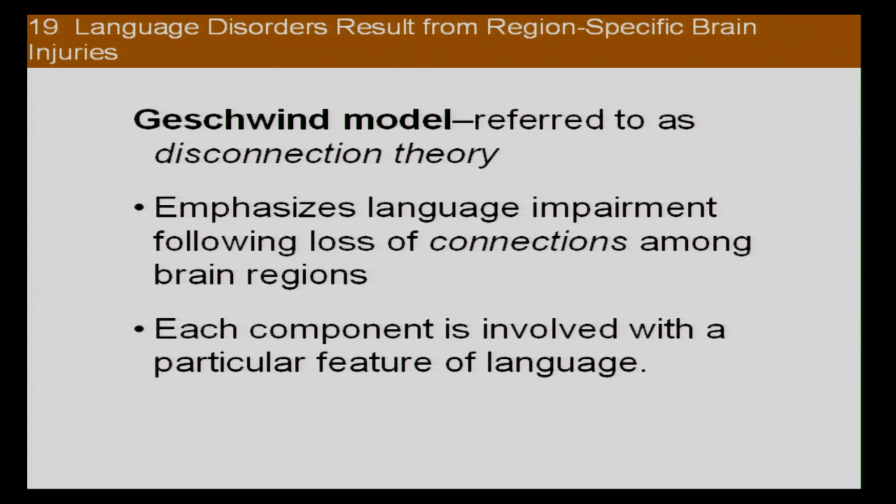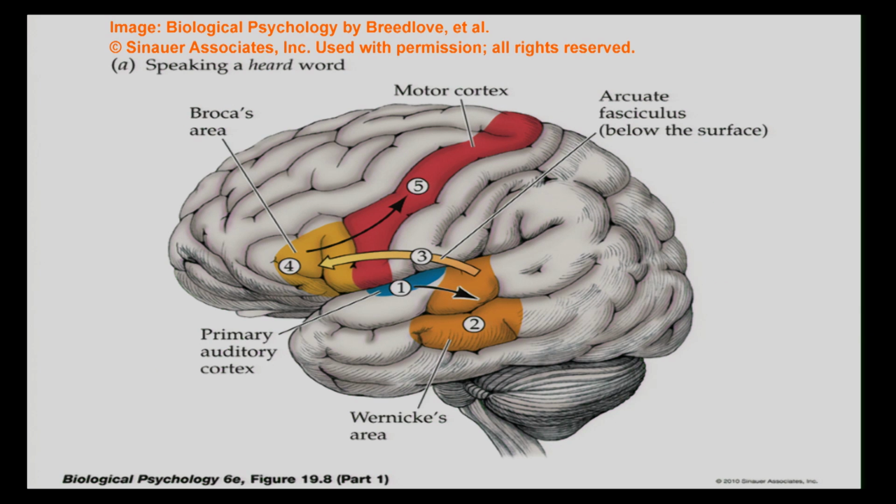So that's the first part, Wernicke. Geschwind was focused on the idea of a disconnection theory. This part of the model emphasizes language impairment following loss of connections among brain areas, and each component, like the first part that I talked about, is involved with a particular feature of language. So let's see exactly what they mean. Again, this is the Wernicke-Geschwind model, where different brain areas and different connections have particular roles in our language production and comprehension. So this is speaking a heard word.